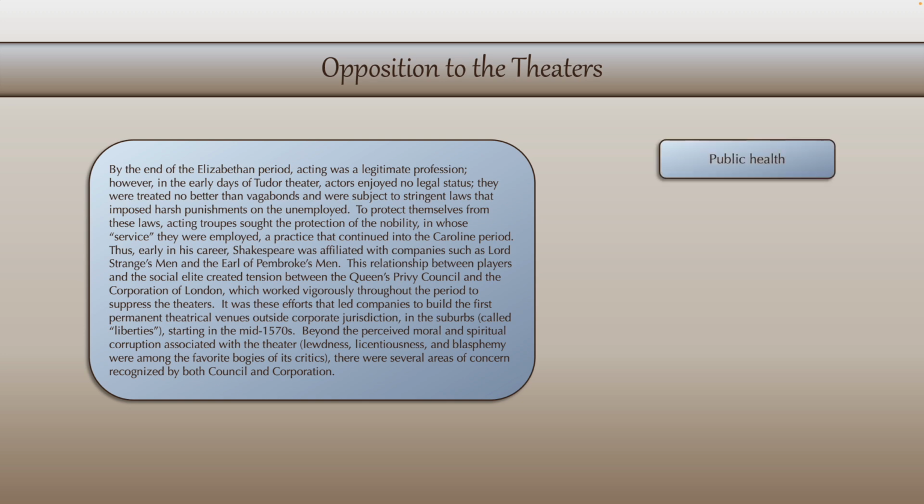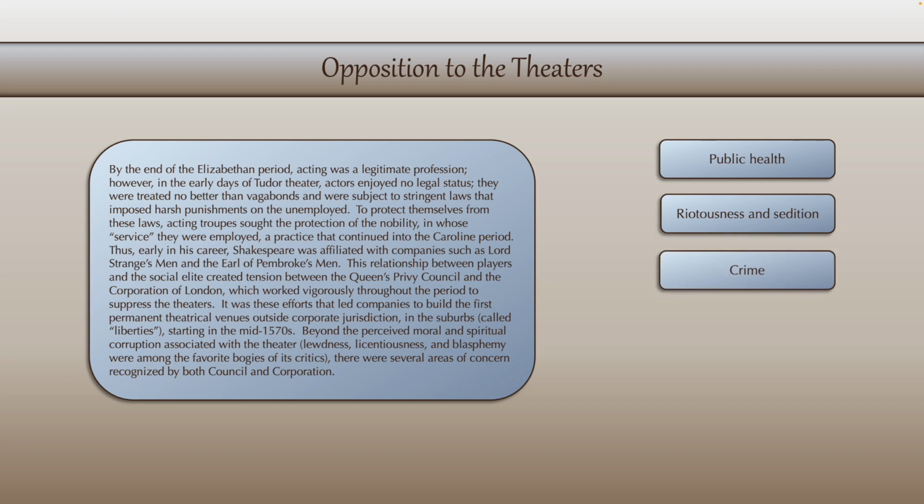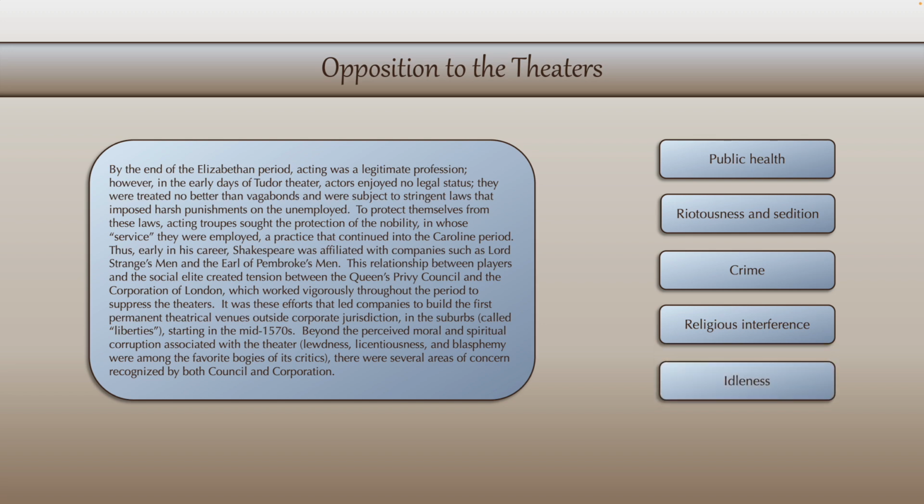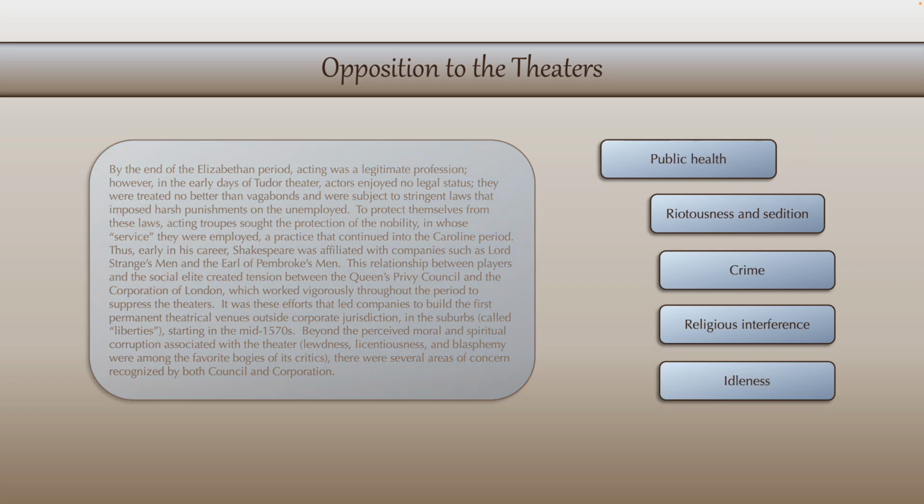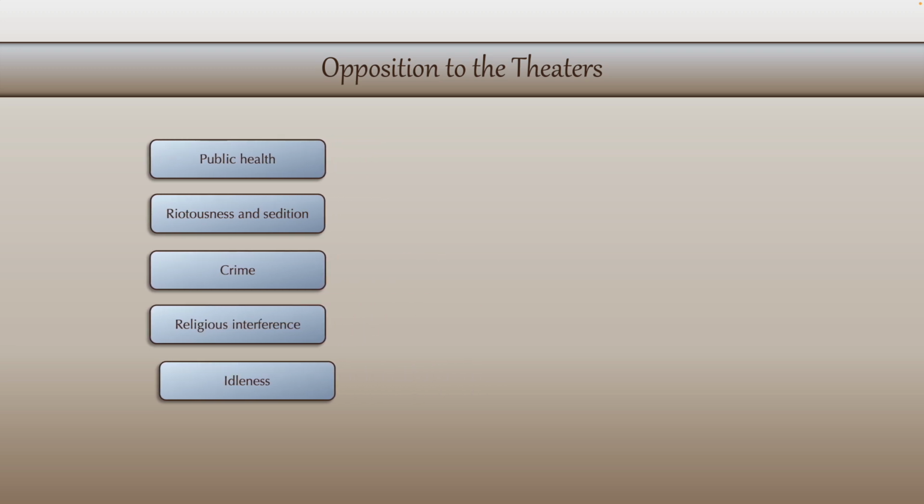I'm going to zero in on 5. Public health, the first. Riotousness and sedition. Crime. Religious interference. And idleness. So we'll talk briefly about each of these.